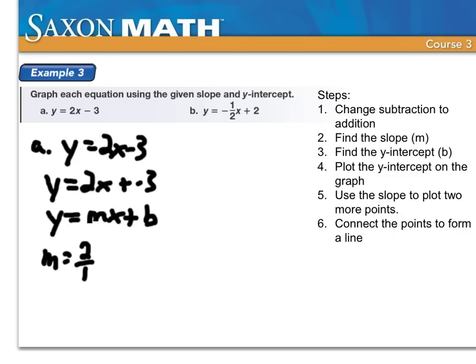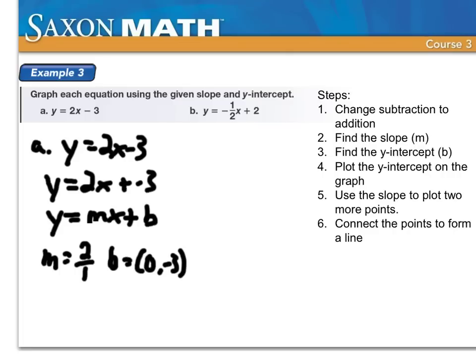Okay, if there's no fraction, it's 2 over 1. I always put whole numbers over 1. Then we need to find the y-intercept, the b. Well, I've got an x, I've got a plus sign, and then here's my b. My b is negative 3. And again, when I write that, I write it as an ordered pair. That's 0, negative 3, because that's where it crosses the y-axis.